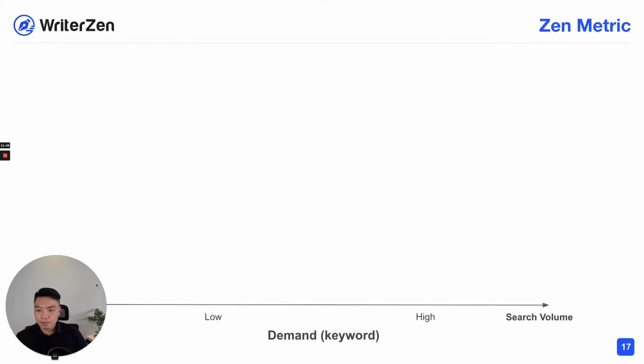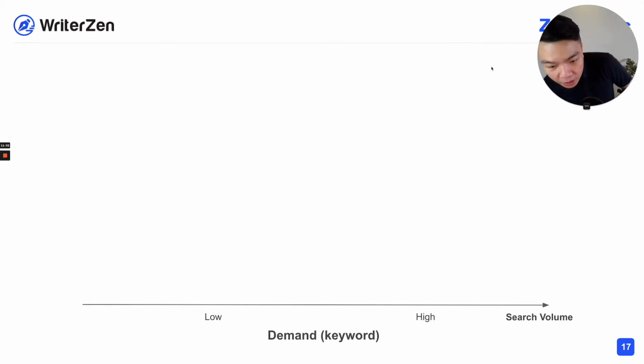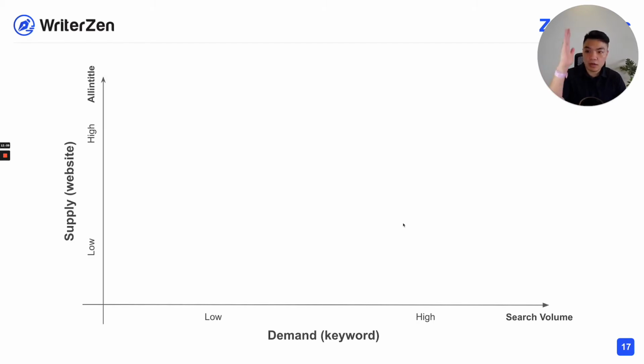At the bottom, I'm going to move my picture out here. Here at the bottom, you have the line called demand. This demand is represented by a keyword, right? And it's broken down into 2 parts, low and high, and is represented by search volume. So search volume high is on one end, search volume low is on the other end, right? And then on the y-axis is the supply end, and the supply is represented by the number of websites that are trying to target that keyword, and the number is allintitle, and you'll see high and low as well. So when you break that down into 2 on each of these lines, you will have 4 different zones, right? As you can see, it's 4 zones here, right?